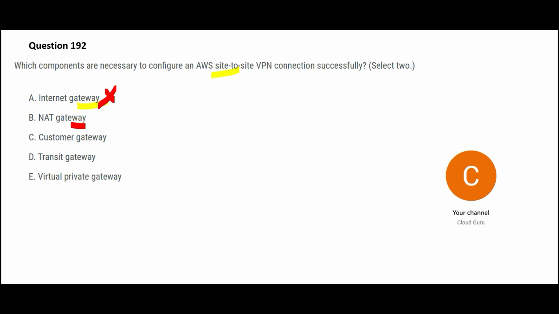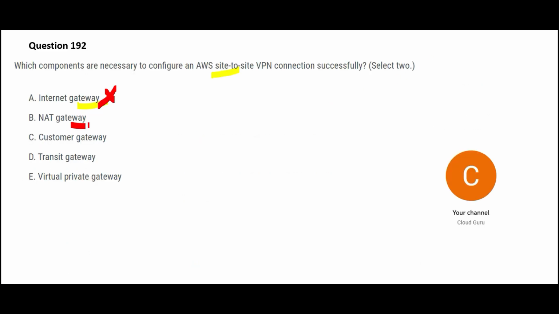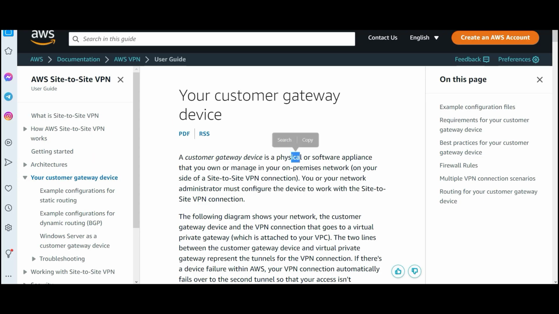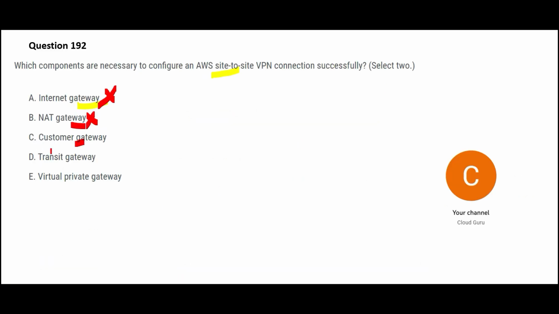Let us look at NAT Gateway, option B. If you want instances in a private subnet to connect out, then you use this, and in that case, external services will not be able to connect. Here we do not have a scenario which says private instances or private subnet needs to connect. The question doesn't say so. It is only about site to site. Let us look at customer gateway. So customer gateway is a physical device or a software appliance, and we put it on premises. For now, let us park this.